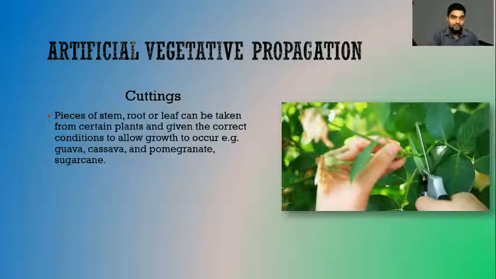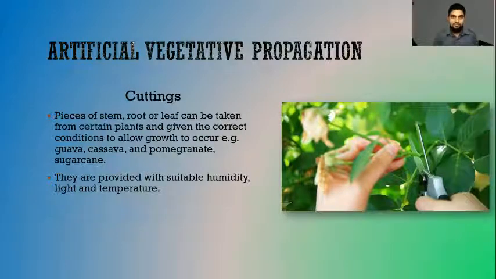For cuttings, pieces of stem, it could be pieces of root as well, or leaves, are taken from certain plants and then they're given the correct conditions and allowed to grow. Examples of plant parts that you can take for cuttings would be guava and cassava. Now we just looked at cassava as an example of a root tuber. However, part of the stem can be taken and used for cuttings. And we have sugarcane and pomegranate.